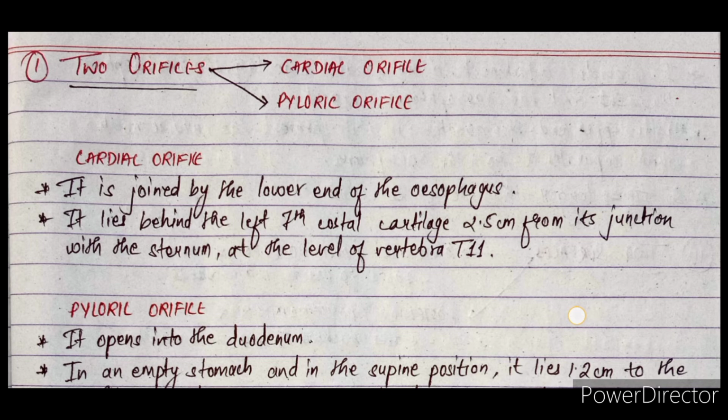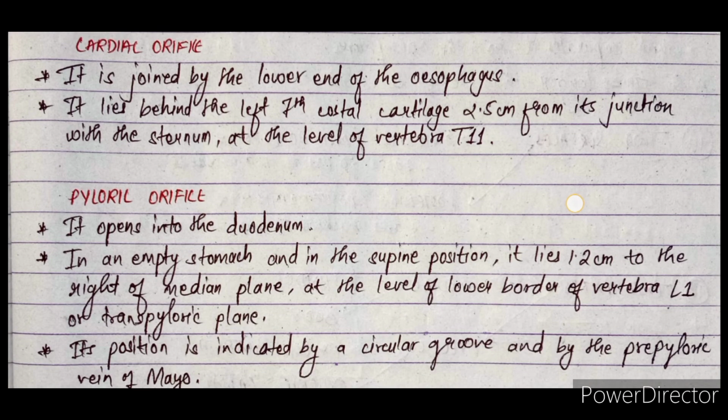So stomach has two orifices, that is the cardiac orifice and pyloric orifice. Cardiac orifice, it is joined by the lower end of the esophagus and it lies behind the left 7th costal cartilage 2.5 cm from its junction with the sternum at the level of vertebrae T11.